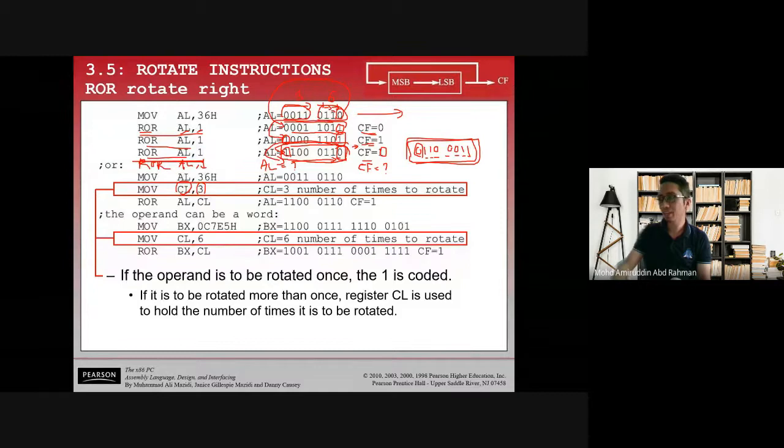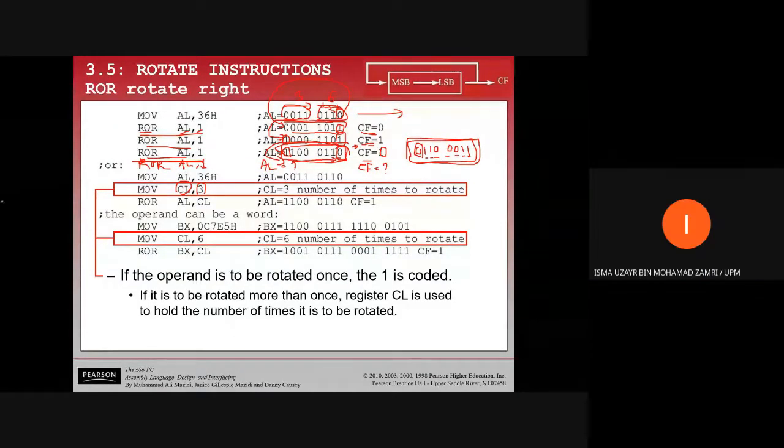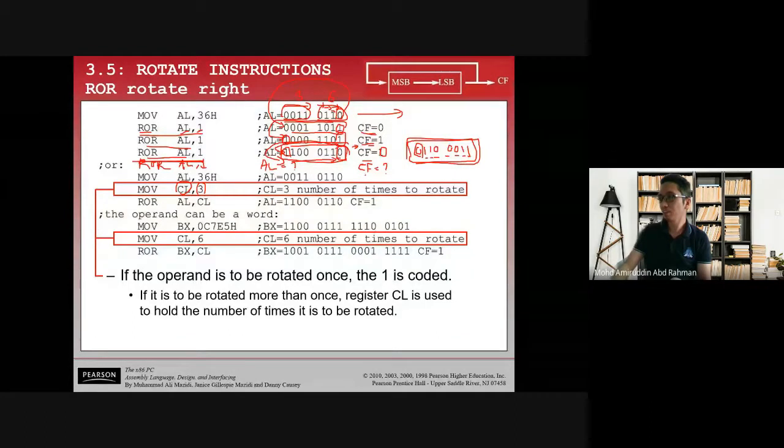1100, 011. Okay, tadi Ismail yang jawab kan? Oh yes, okay.